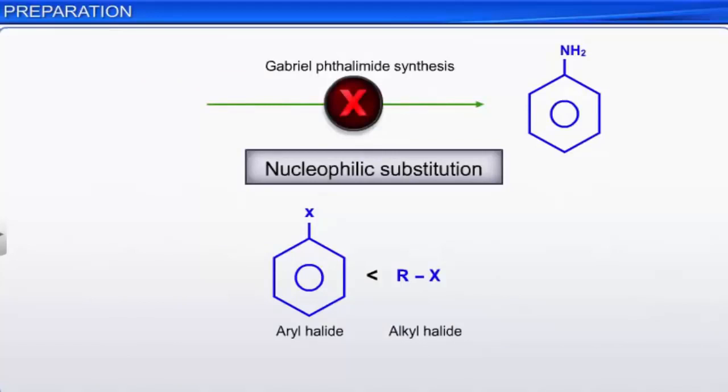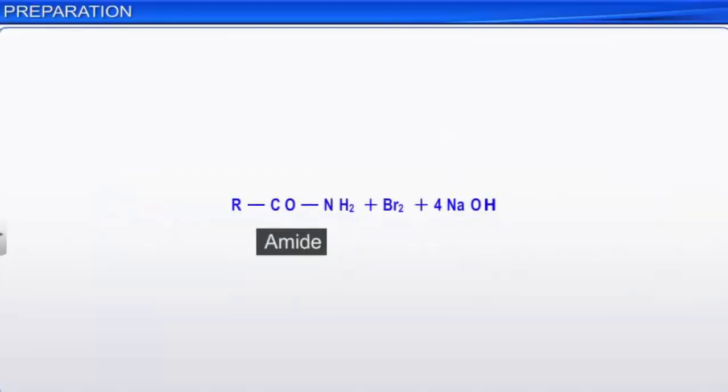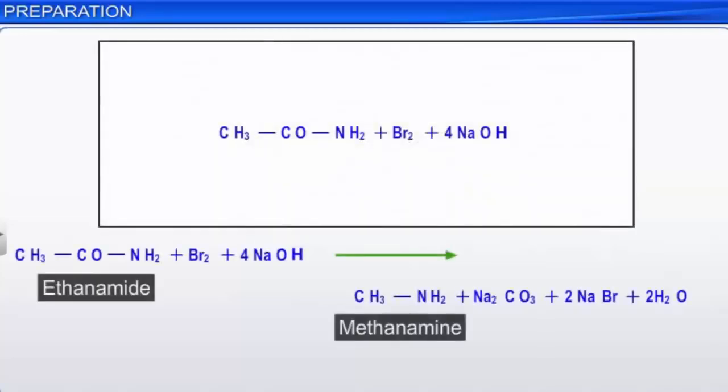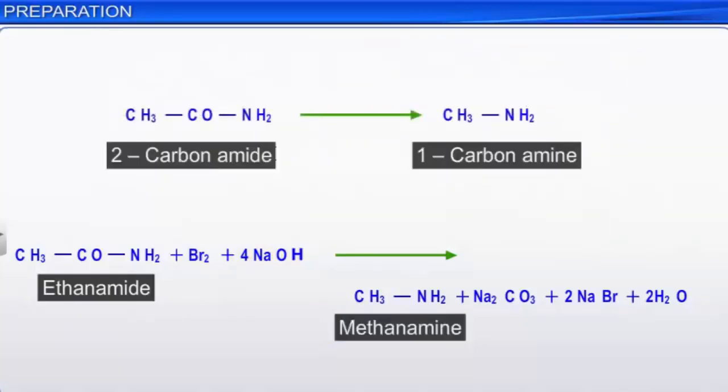Let us look at yet another important method for the preparation of amines. Hofmann's bromamide degradation reaction. Hofmann developed a method for preparing primary amines by treating an amide with bromine in an aqueous or alcoholic solution of sodium hydroxide. For example, ethanamide on treatment with bromine in the presence of sodium hydroxide gives methanamine. Note that in this reaction, the resultant amine formed has one carbon atom less than the parent amide. Hence, this reaction is used to step down the carbon chain.